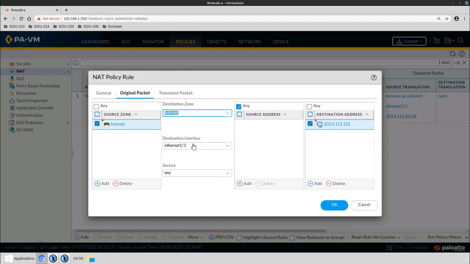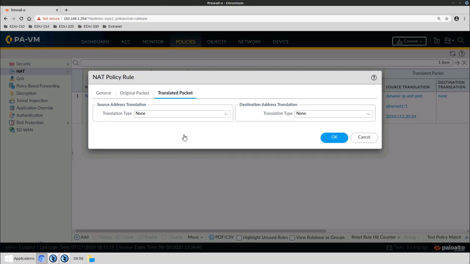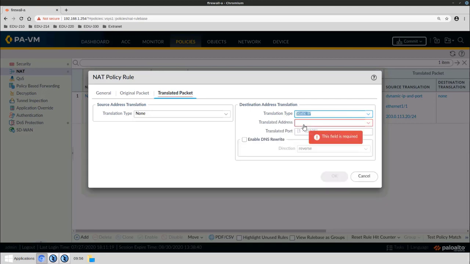So when a packet with these characteristics reaches the firewall, I use the Translated Packet tab to define what I want the firewall to do. I'm not using any kind of source address translation, so I will leave that unchanged. But I'll change the translation type under Destination Address Translation to Static IP, and the translated address in my example will be that of the application server in my extranet zone. For this example, I'll leave the translated port and DNS rewrite unchanged.